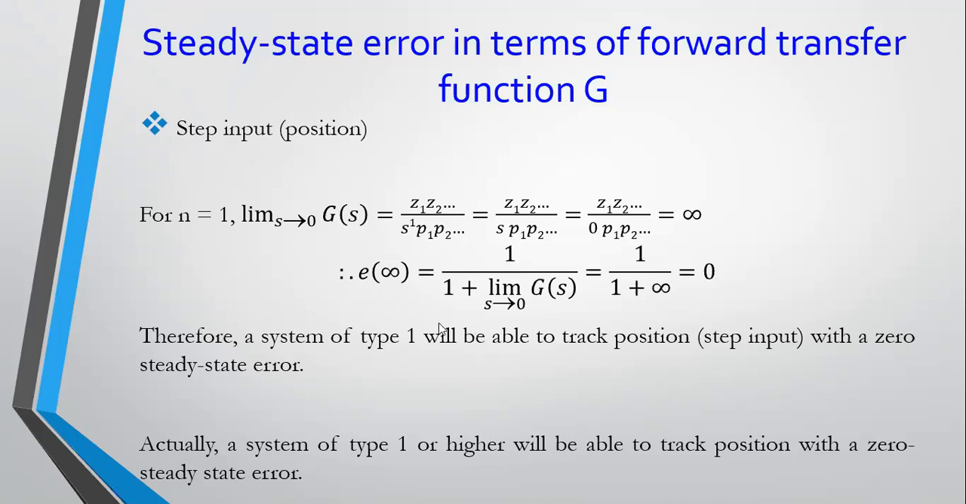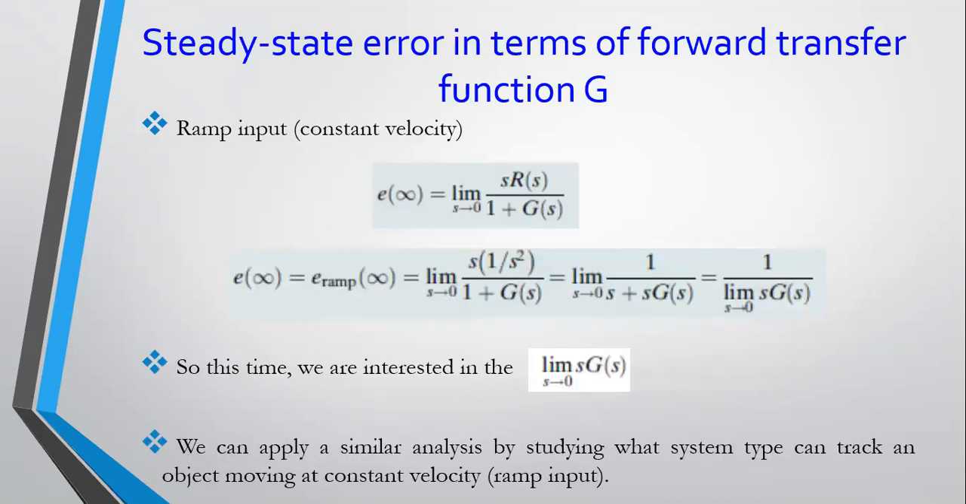Now you can imagine here what actually caused this system to have 0 steady state error is because of an s term in the denominator which produces 0. So if this was a type 2 system, you have s squared, it produces 0 here. This is what we're saying, actually: a system of type 1 or higher will be able to track position with 0 steady state error. So the main conclusion here is if you want to track position, your system should be at least type 1 to have 0 steady state error. If it is of type 0, you would have a constant steady state error, but still you should be able to track position.